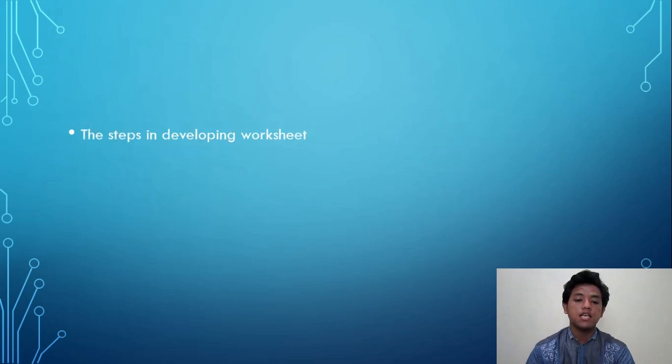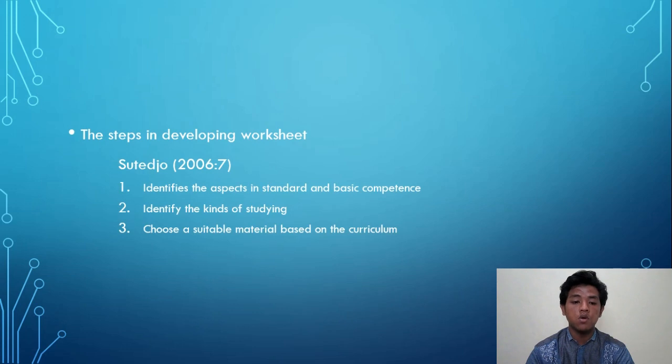The steps in developing a worksheet. The steps in developing a worksheet consist of 4 steps, Sutejo 2006, page 7. Those are as follows. First is identifying the aspects in the standard and basic competence. Identifying the standard and basic competence is needed for deciding what material is appropriate for teaching the students at each meeting. Second is identifying the kinds of study.